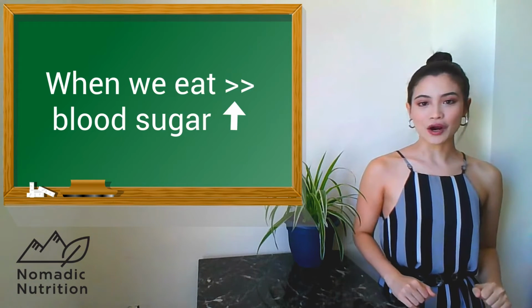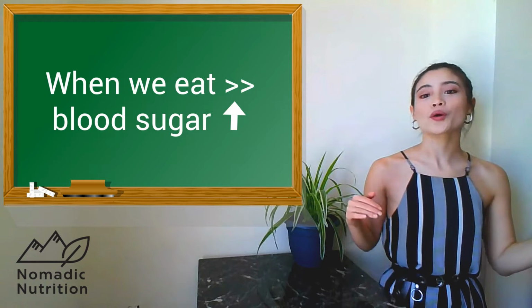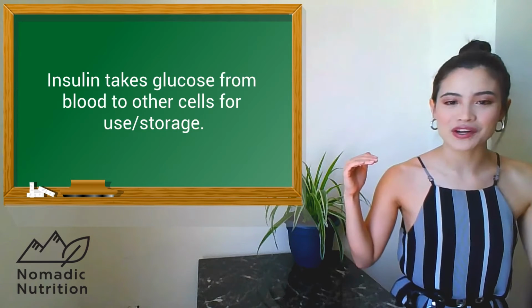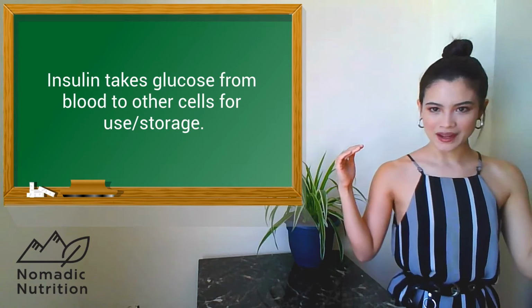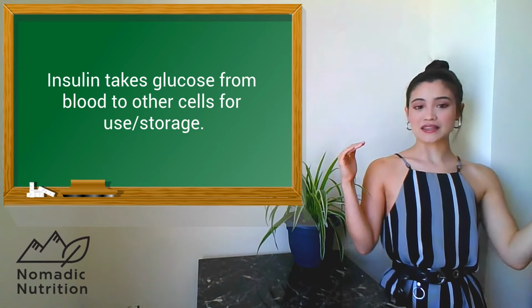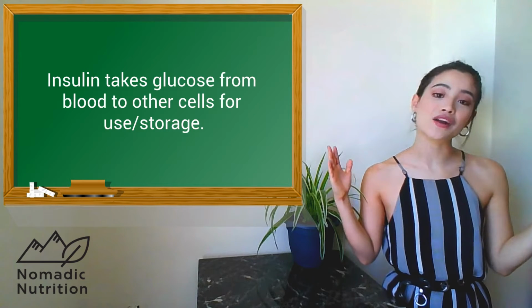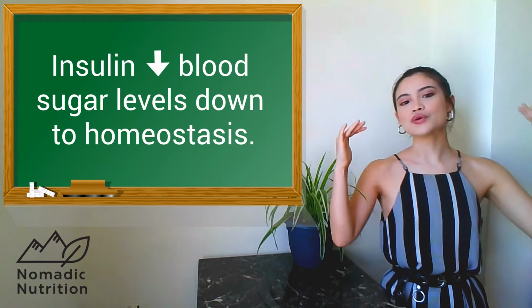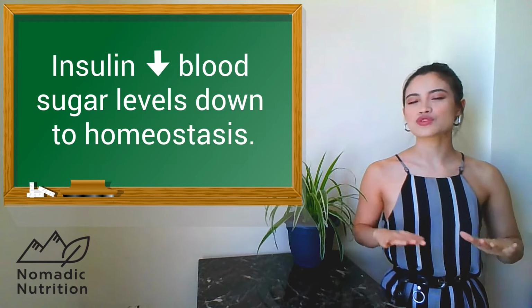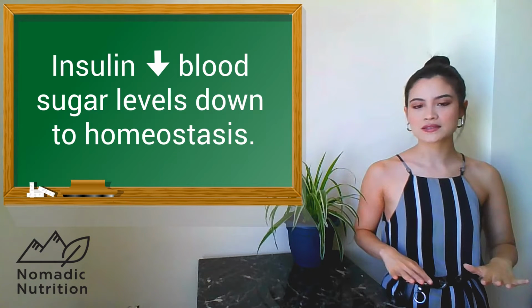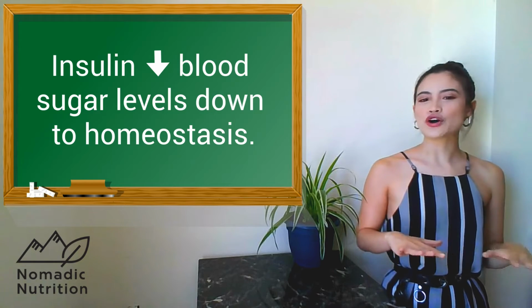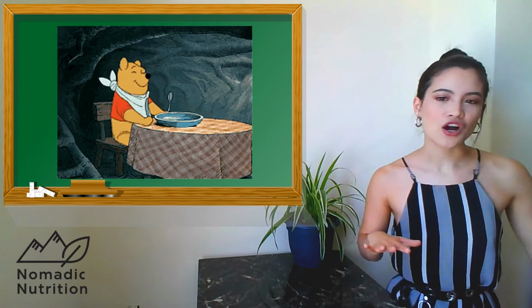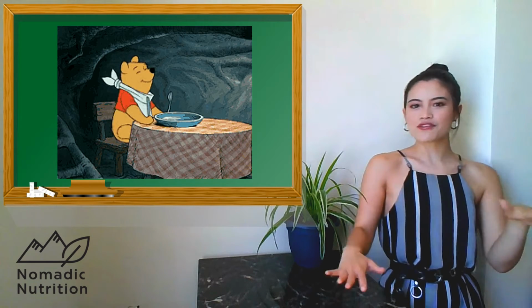Normally when we eat, our blood sugar levels rise, and a hormone called insulin made by the pancreas takes that glucose from the blood and gives it to certain cells, like the liver, muscles, brain, and nervous system cells, for use and/or storage. This lowers the blood sugar levels back down to normal, or homeostasis. And so now our body's in homeostasis. We just ate, our cells have some new energy to use, and everything's great.